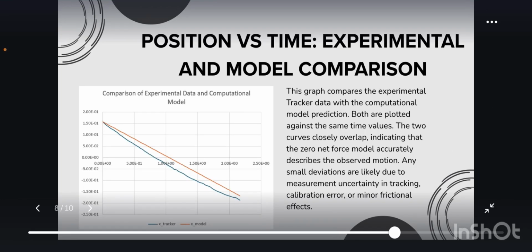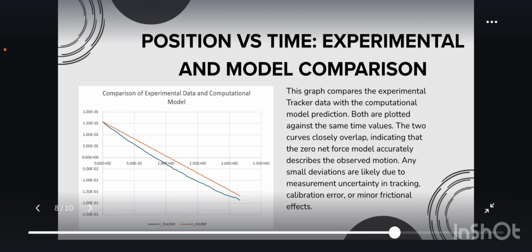Finally, I extracted the data from both CloseScript and Tracker and put them into Excel to plot them in a scatter plot. The graph compares the experimental Tracker data with the computational model prediction.